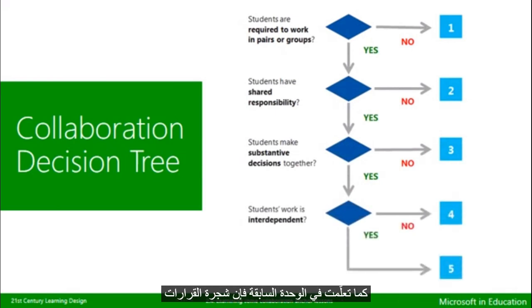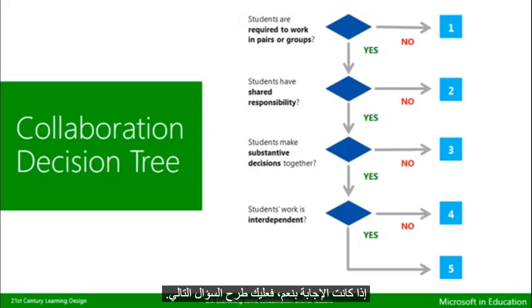As you learned in the previous unit, the decision tree for collaboration is built around 4 questions, and each question corresponds to a big idea in collaboration. So the first question asks if students are required to work in pairs or groups. If not, then the learning activity is coded at a 1. If they do work in pairs or groups, then you need to ask the next question: do students have shared responsibility? If the answer is no, then the learning activity is coded at a 2.